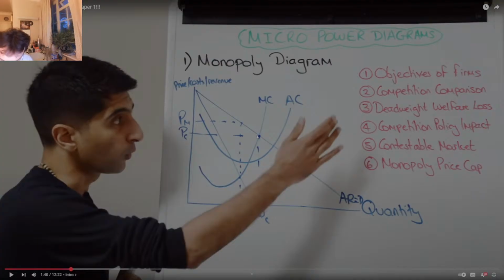Prices lower. Quantity produced. Quantity of goods produced. Goods produced. Higher.